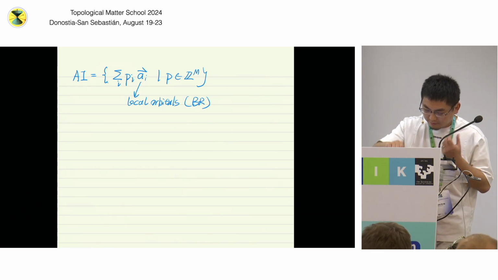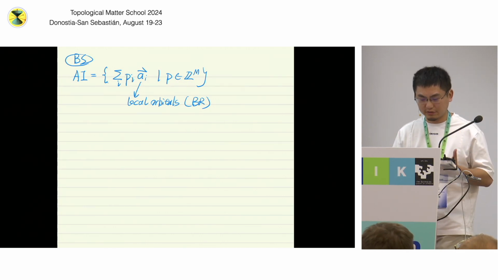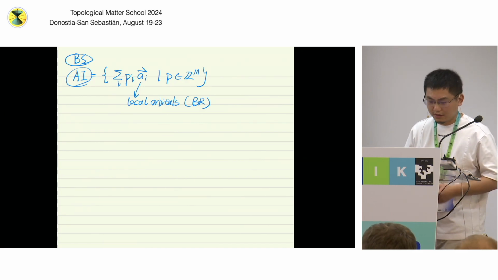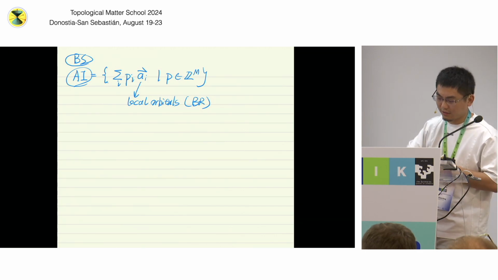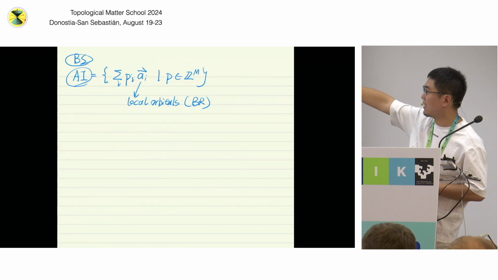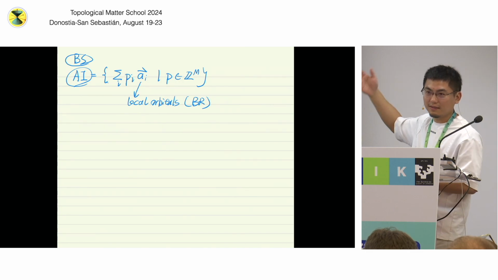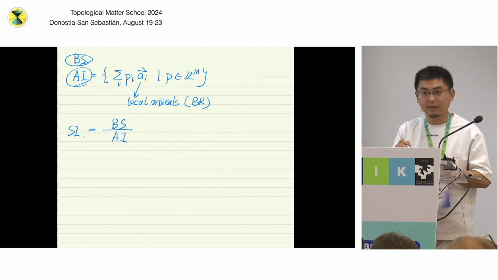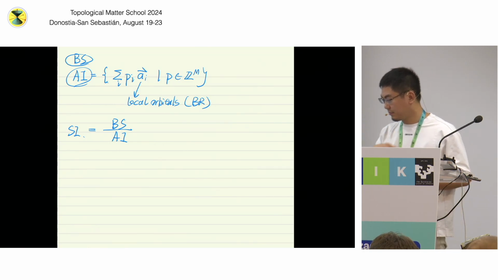So basically, band structure BS, this set defines all the possible gapped band structures, and this AI defines all the possible trivial insulators, right? So what's the non-trivial insulators? It's given by the quotient group between these two sets. It's obvious that this set is an abelian group, right? Because it's just like a lattice in some high dimension space, right? So we can define this quotient group as the symmetry-based indicators. So this is the general structure under the symmetry-based indicator.